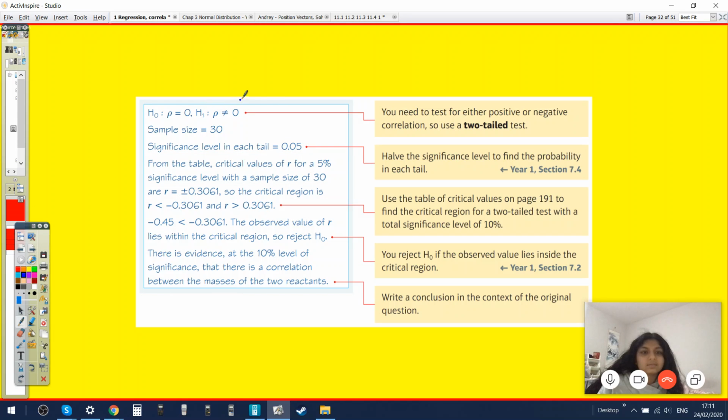Just check. So it's not equal to, so it's two-tailed. That from the table, critical values 5%, sample size 30, plus or minus 0.3061. This one, the observed value of R lies within the critical region, so we reject H null. There is evidence at the 10% level of significance that there is a correlation between the masses of the two reactants. Any questions there? No. Okay.